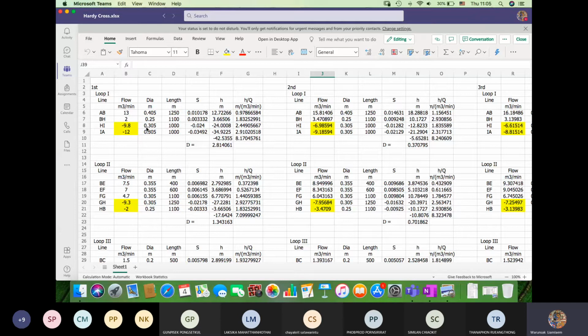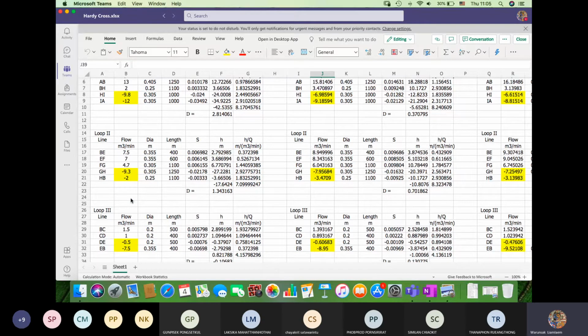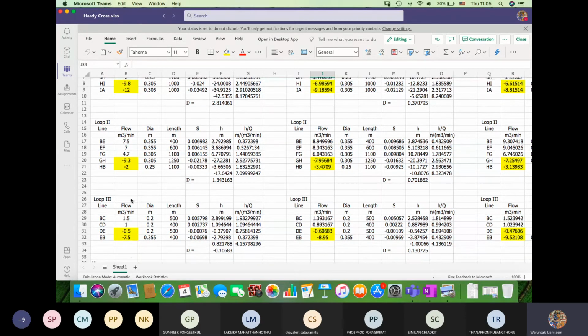This is the Excel files. I think I have made this one. The numbers may be slightly different from what I showed you in the presentation, because that one is actually photocopies from the textbook. So I have made it again just to correct some values.